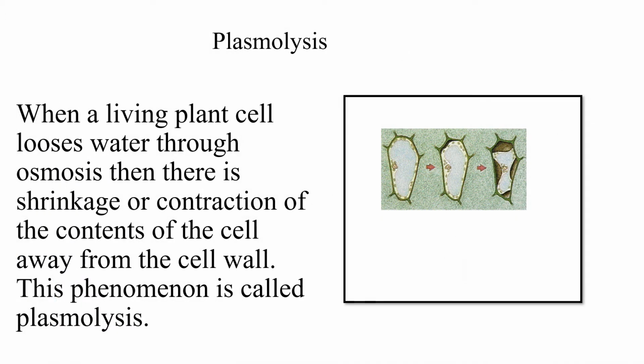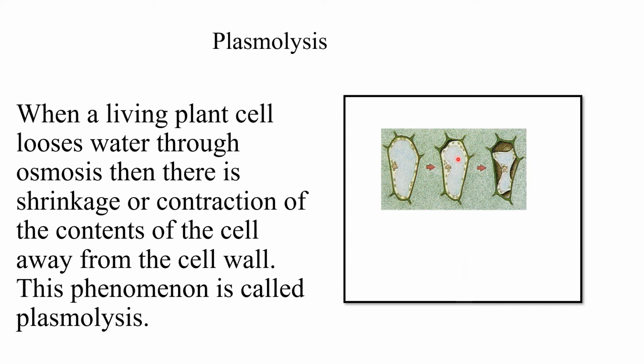Plasmolysis. What is plasmolysis? When a living plant cell loses water through osmosis, then there is shrinkage or contraction of the content of the cell away from the cell wall. When water from the cell moves outside, then there is shrinkage or contraction of the content of the cell away from the cell wall. This phenomenon is called plasmolysis.